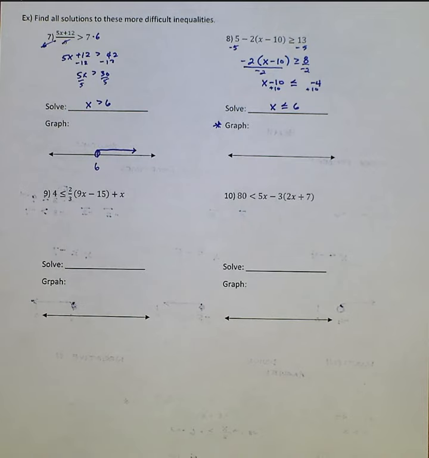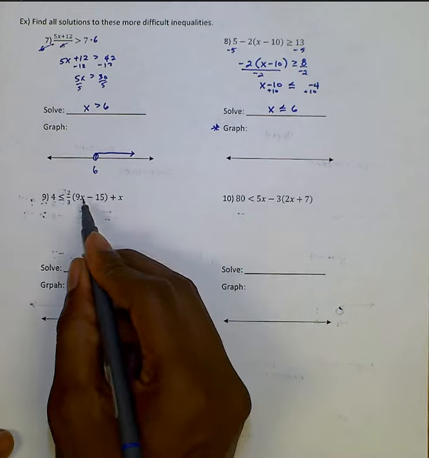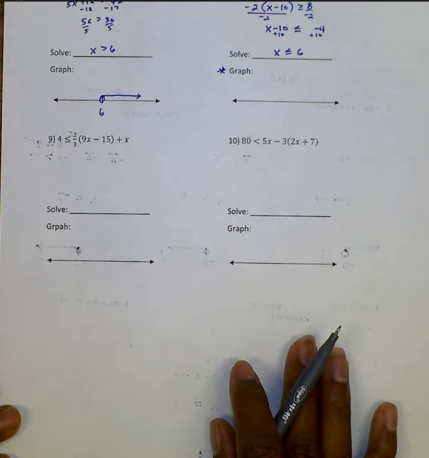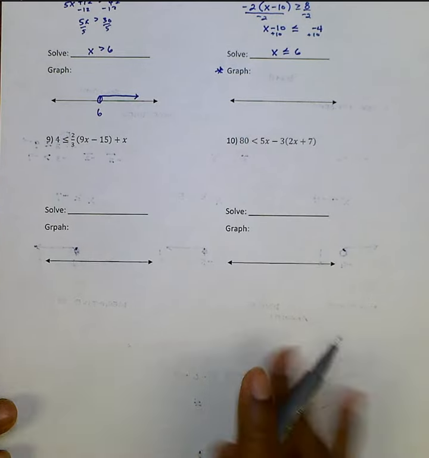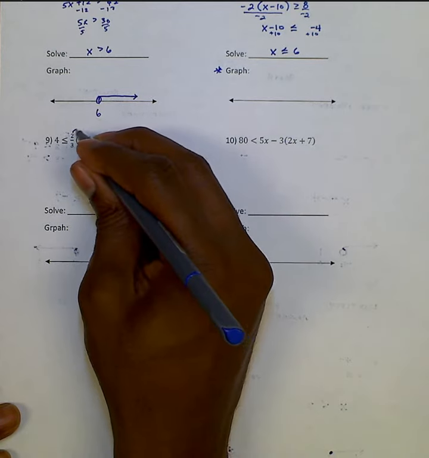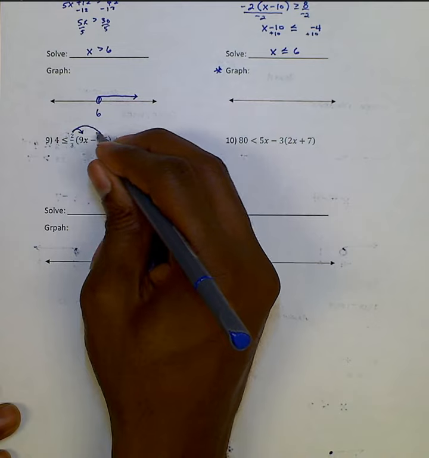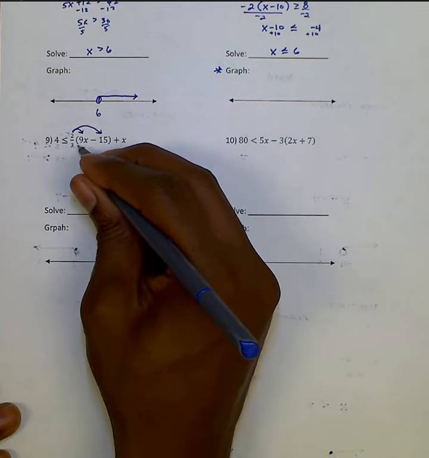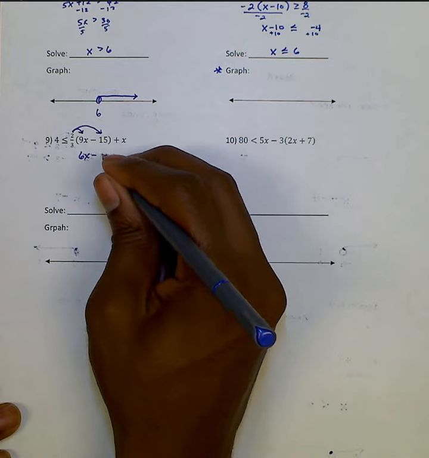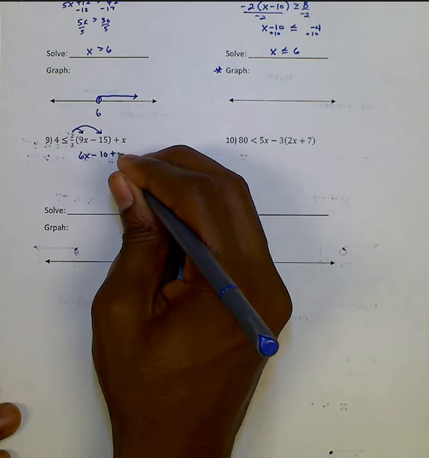Alright. Number 9. Now for number 9, I will want to distribute that 2/3. And the reason is I see that there's an x inside here, there's an x inside and outside, and I want to combine these two. So I want to distribute this 2/3 first. That'll give me 18 over 3, which is 6x, minus 30 over 3, which will be 10, plus x.